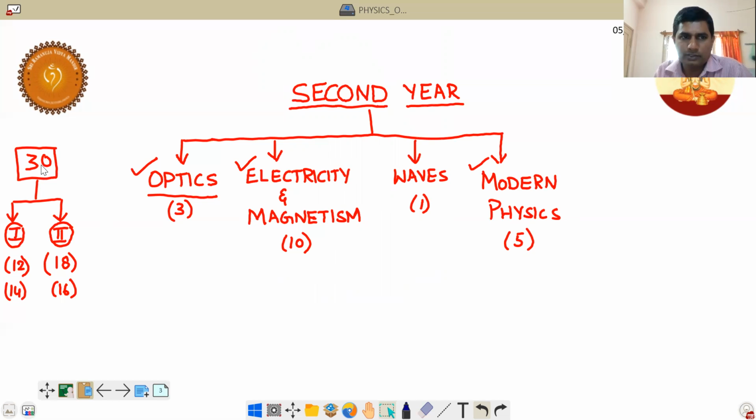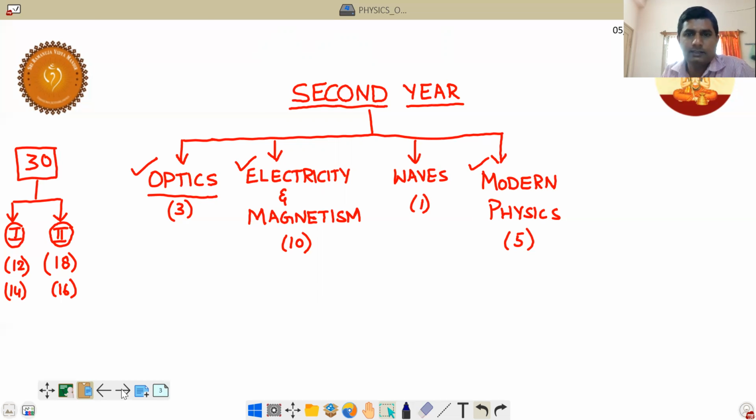If you assume 30 questions for JEE Mains, out of 30 questions for first year, around 12 to 14 will come, and from the second year part 16 to 18 questions will come. Within those, around 8 to 10 questions will come from electricity and magnetism, from optics 3 or 4, waves 1 or 2, and modern physics 4 to 5. Second year is very easy compared to first year. Students, this is very important.